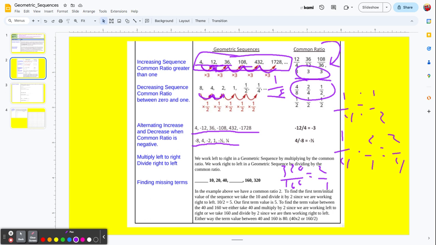All right, so if I'm going this way with my sequence, 40 times 2 is 80. If I wanted to use the 160 and go backwards, I would have went 160 divided by the common ratio 2. 160 divided by 2 is 80. Now to get my initial term, I have to go backwards, right? So I'm going to go 10 divided by 2 is 5. Other way you could do this, you could ask yourself, what number multiplied by 2 gets me 10? And you could come up with 5 that way as well.